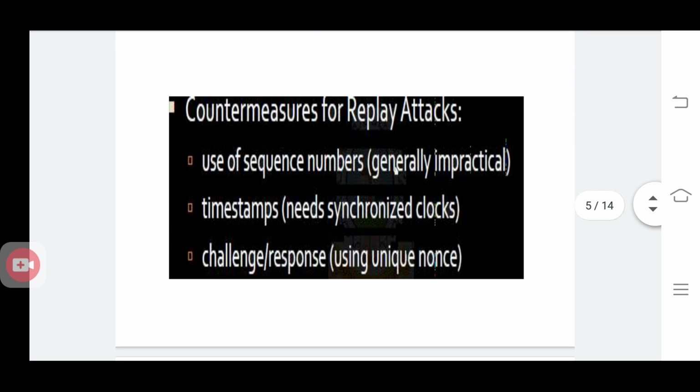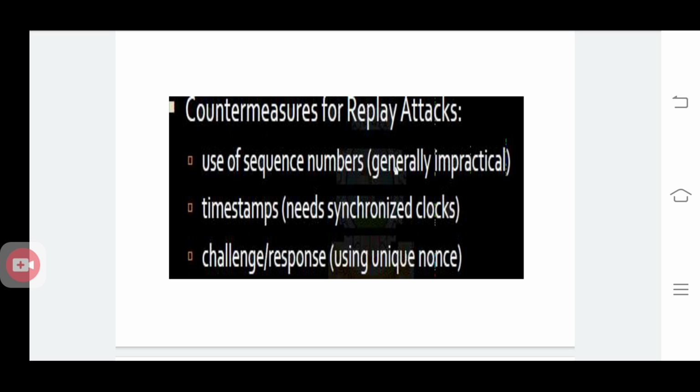So what are the main mechanisms for preventing these replay attacks, or the countermeasures for replay attacks? We can use sequence numbers, timestamps, and a challenge-response mechanism. You already know about sequence numbers in computer networks. Sequence numbers are used, but generally it is impractical. The main disadvantage of this mechanism is that it requires each party to keep track of the last sequence number for each claimant it has dealt with.